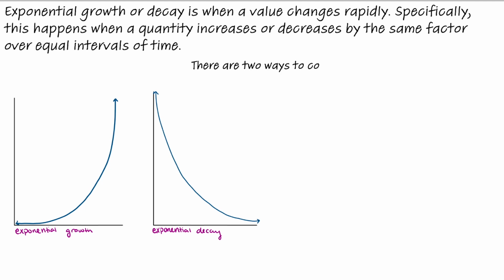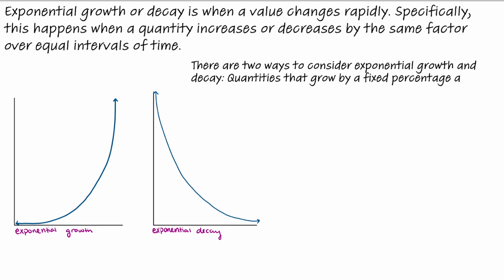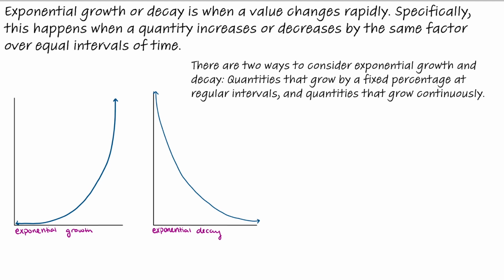There are two ways to consider exponential growth and decay. First, you have quantities that grow or decay by a fixed percentage at regular intervals, and then you have quantities that grow or decay continuously. A quantity that might grow or decay by a fixed percentage at regular intervals is something that maybe doubles every hour. We know every single hour, which is our regular interval, we're going to double our value, which is our fixed percentage. Something that grows or decays continuously may be something like population. We know that every 10 years, we grow at a rate of 5%, but that's constantly growing.